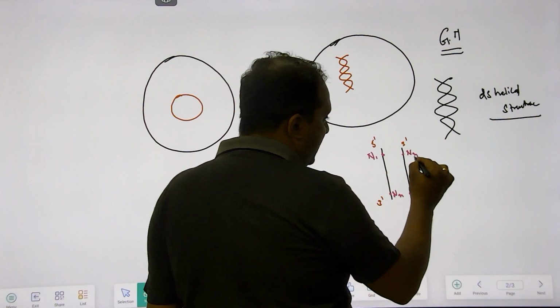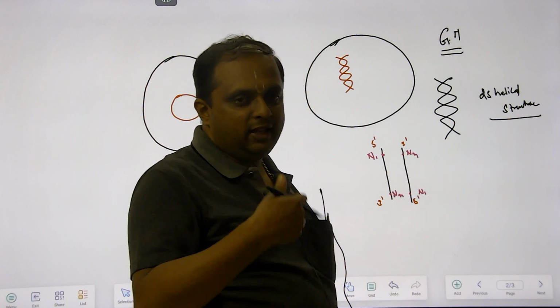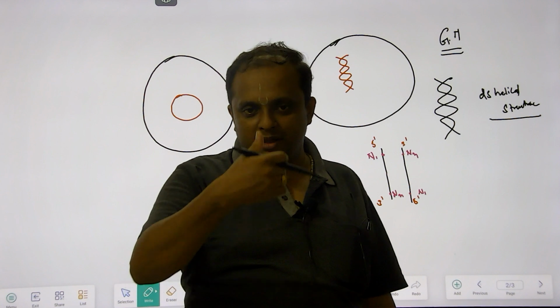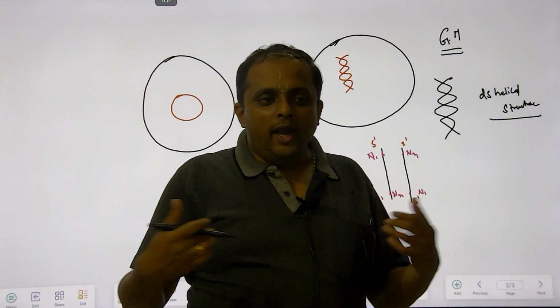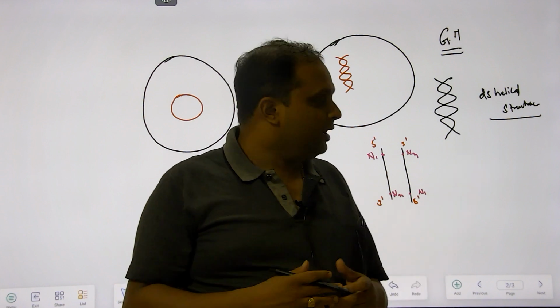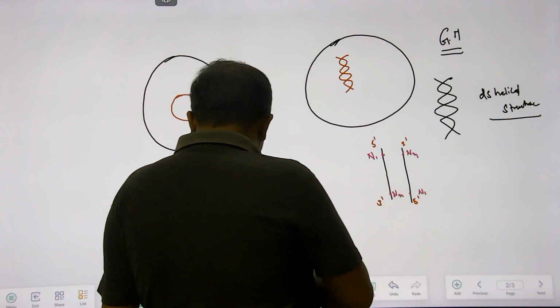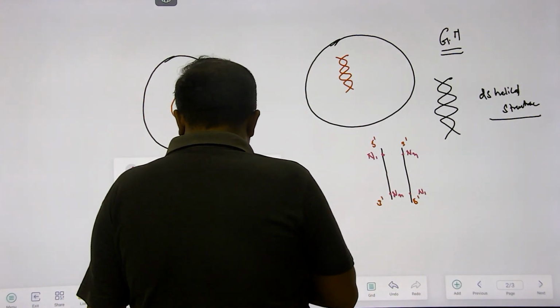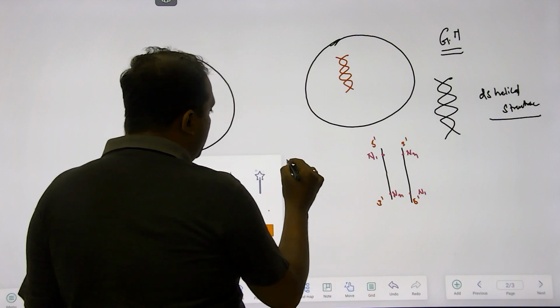This is NN because the length of the DNA, which is nothing but the number of nucleotides, varies from DNA to DNA. One can be 1000, one can be 10,000. So in short, this DNA is made up of nucleotides.